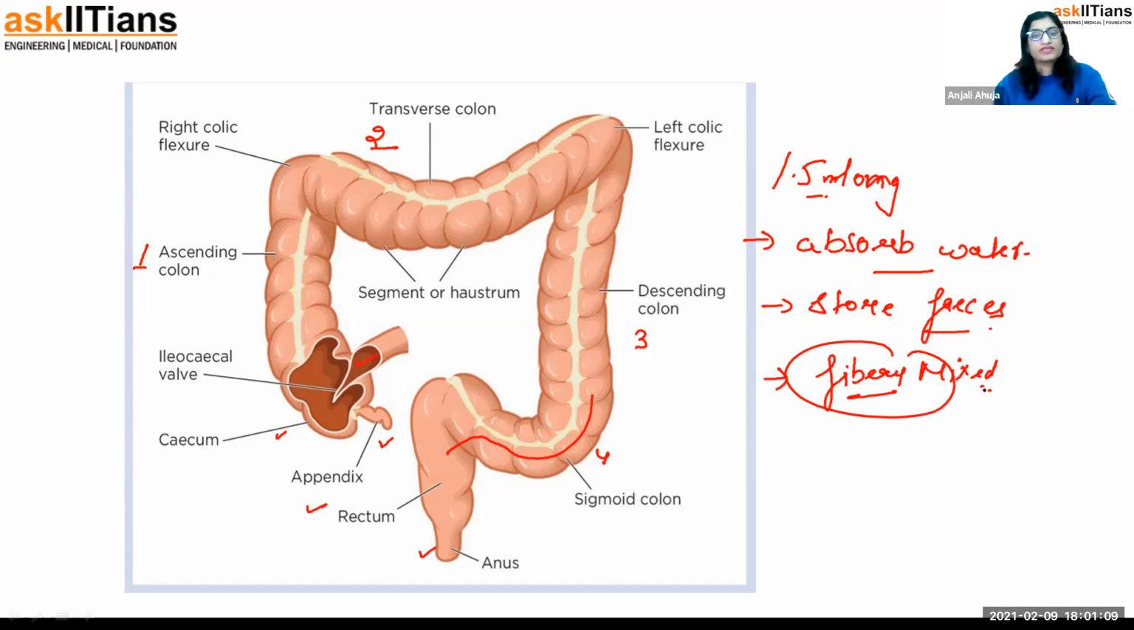In the rectum, it is stored for a certain time, and then it takes exit. The rectum muscles can also increase surface area, but not too much. The exit of the food is controlled by the anal sphincter. This is all about the large intestine, and with this we have discussed everything about the digestive system.